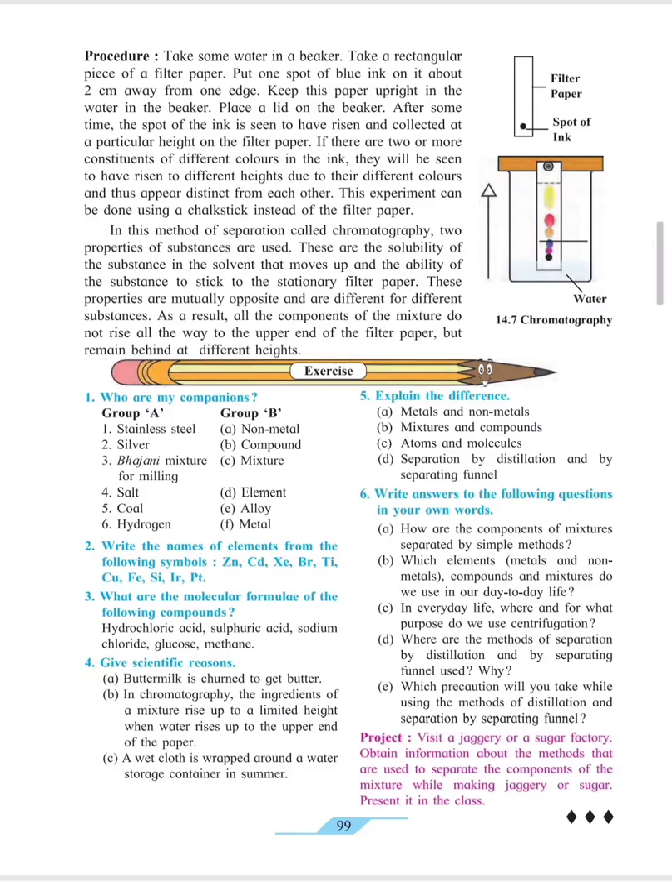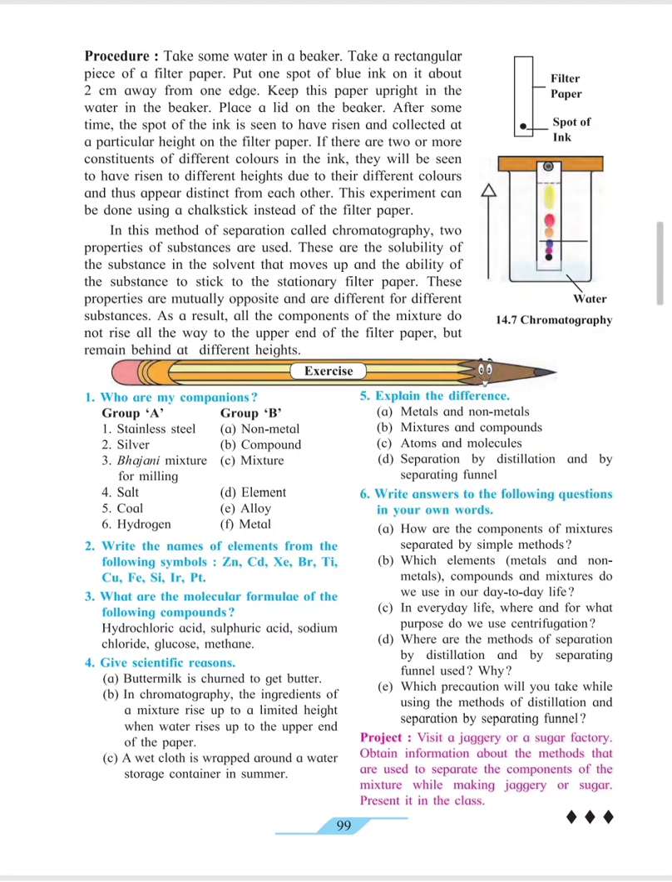Now we will study the last method, chromatography. In this method, we are going to study how different colors are separated from a drop of ink. A drop of ink contains different colors in different proportions. This method is done with the help of tissue paper or filter paper and also with the help of a chalk.